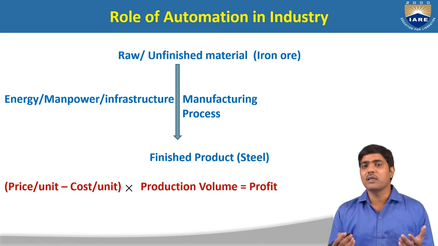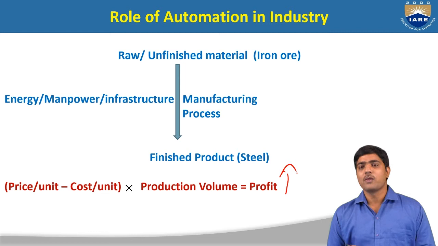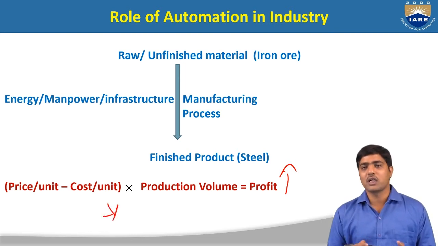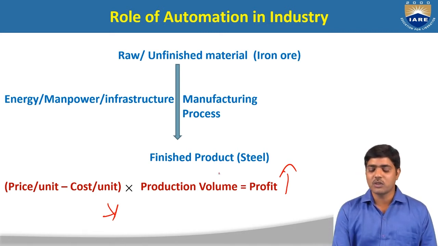And how are these industries going to make a profit? So what is the profit here? Profit is price per unit minus cost per unit, multiplied by production volume. Suppose you want to increase the profit, what can you do? You have to reduce the cost per unit. That is one way we can increase the profit. Cost per unit means the production cost for the unit, not the final price at which you are selling. So this is the production cost per unit. How can we reduce it? With the help of automation, you can reduce the cost per unit, or you can increase the production volume also.